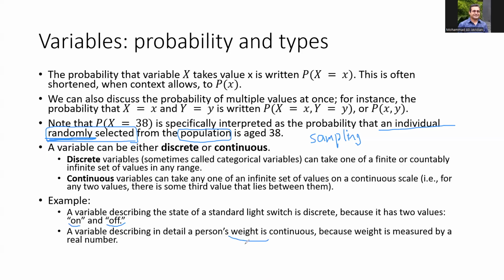For example, the weight of the person could be between 30 kilograms to something less than 120 kilograms in a study. So any number in between is a valid number for the weight of a participant in this study. So that's the difference between a discrete and continuous variable.